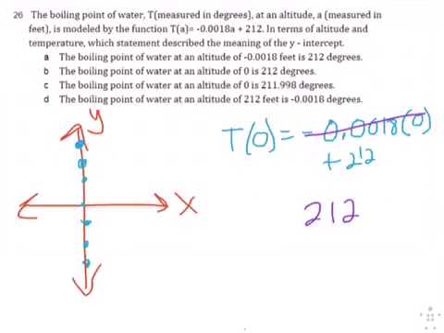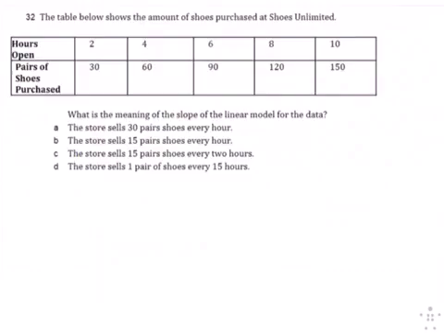So where our altitude is 0, we know that our T, which is our temperature, equals 212. So our answer is choice B. The boiling point of water at an altitude of 0, which is what we plugged in, is 212 degrees, and that is true, and that's all there is to it.